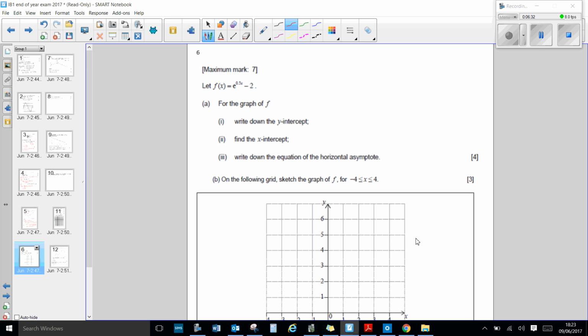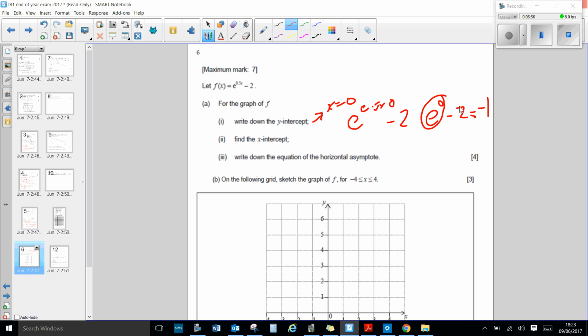So the y-intercept happens when x is 0. So let's put 0 into there. e to the 0.5 multiplied by 0, subtract 2. e to the 0, subtract 2. We know anything to the power 0 is 1. Subtract 2 is negative 1. So the y-intercept is negative 1.